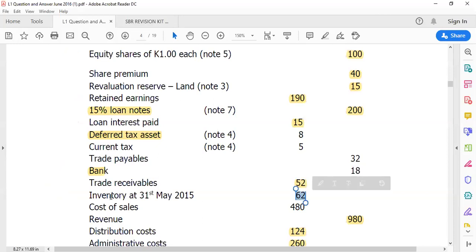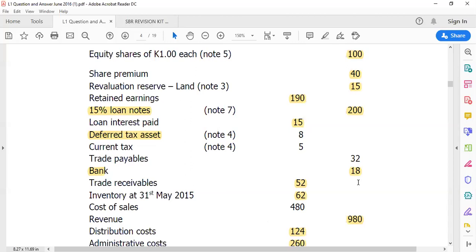62, even though it's at the 1st May 2015, open, this was the closing balance, you pick it the way it is. Okay, so we've got receivables and inventories. What else? We have bank. Now the bank that we have is an overdraft, a liability, the 18. So we are going to paste this one under current liabilities. So there you go. So you see that 18.